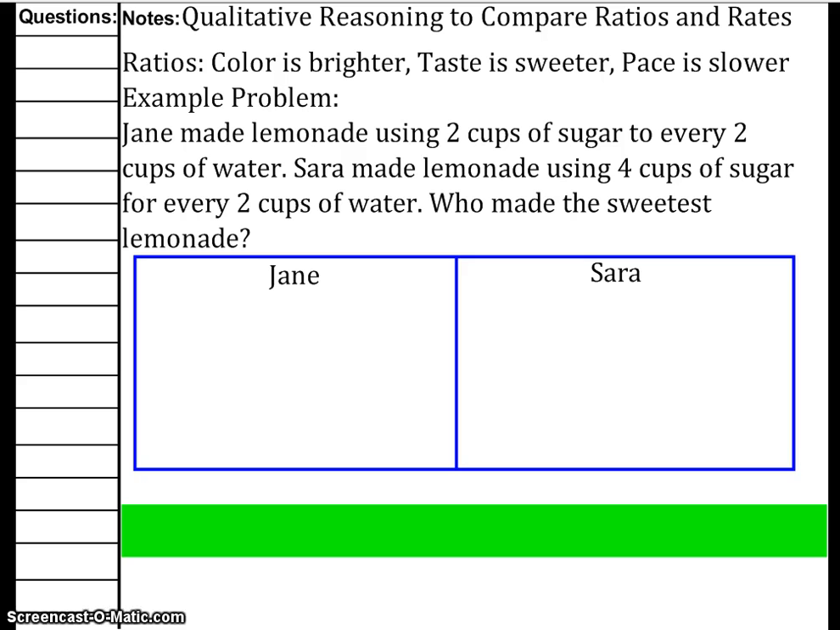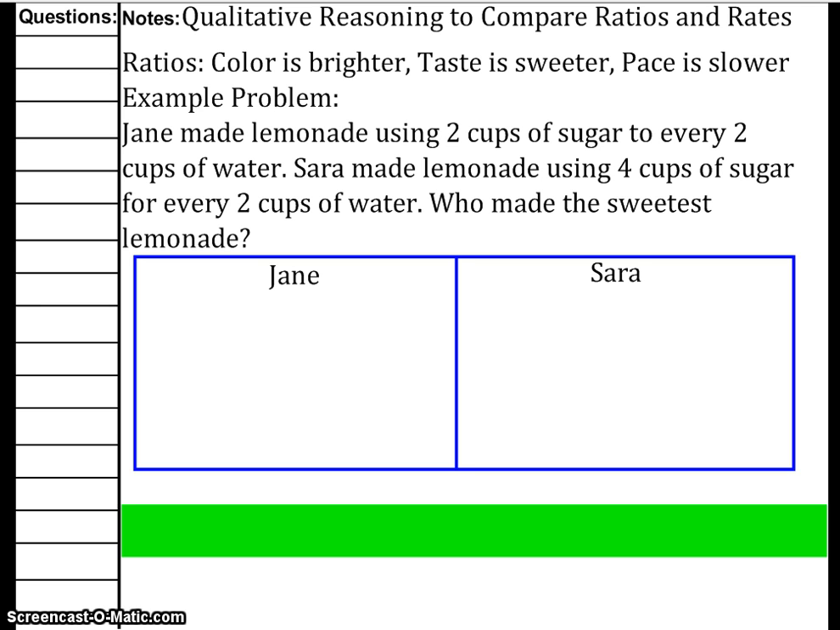Here we have qualitative reasoning to compare ratios and rates. First, let's look at ratios. Again, it's a general description. So when you're comparing qualitative reasoning for ratios, you'll see things like color is brighter, taste is sweeter, pace is slower. You don't see any specific numbers. So let's look at our example problem. Jane made lemonade using 2 cups of sugar to every 2 cups of water. Sarah made lemonade using 4 cups of sugar for every 2 cups of water. Who made the sweetest lemonade?